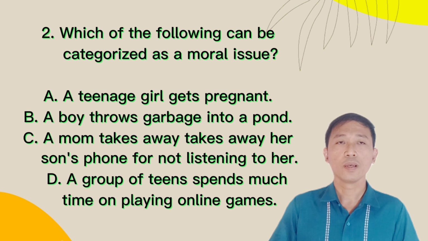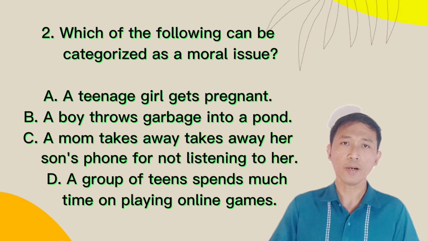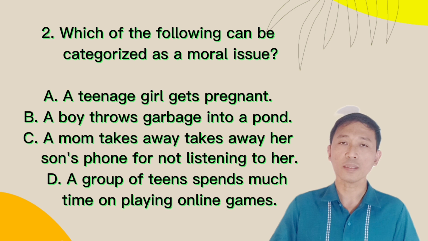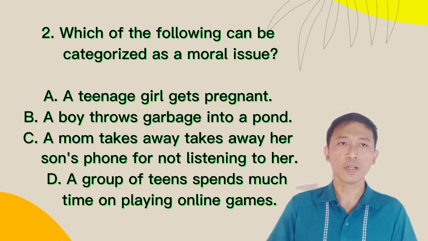Number 2. Which of the following can be categorized as a moral issue? A. A teenage girl gets pregnant. B. A boy throws garbage into a pond. C. A mom takes away her son's phone for not listening to her. D. A group of teens spends much time on playing online games.